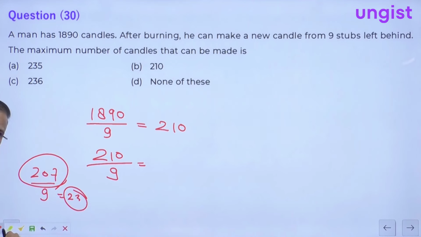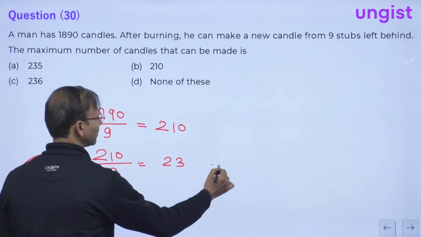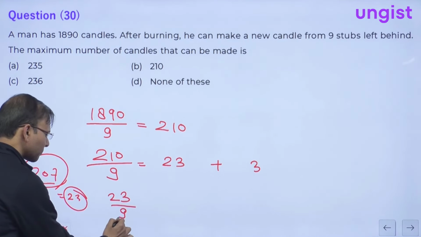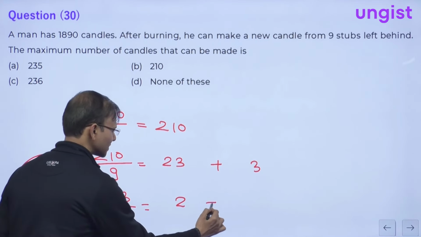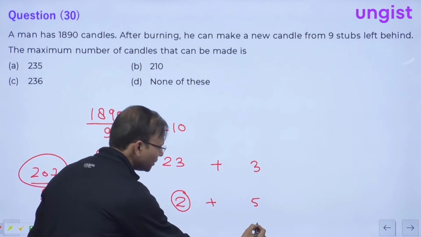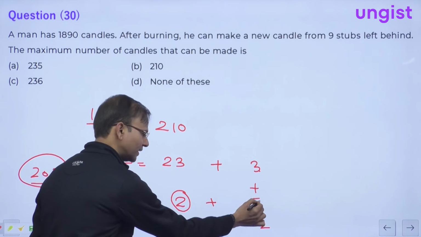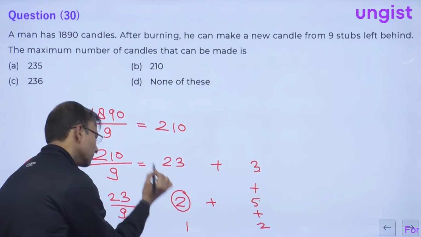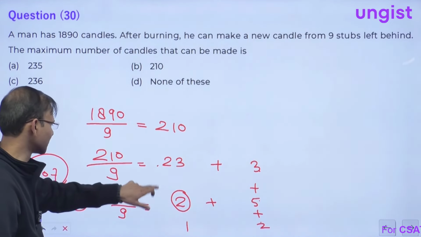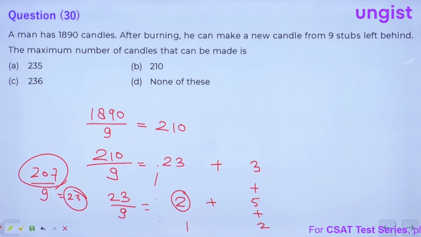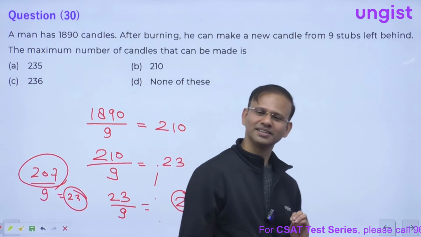Tell me, 23. So 23 new candles plus 3 stubs which are left. Guys, yes or no? And then with these 23 candles, we will form 2 new candles plus 5 left. And after that, when you burn these 2 candles, you will get 2 stubs. So 3 plus 5, 8, 8 plus 2, 10. So with the help of these leftover parts, we can make one more candle. So this is 25 plus 1, 26, 26 plus 210, 236. 236 is the correct answer. Right guys, it is 236.